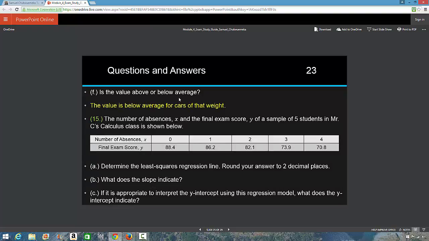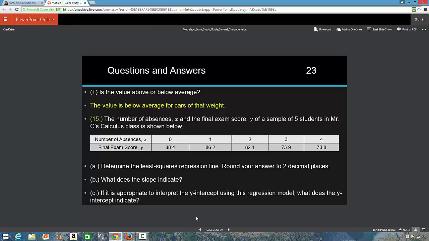Is the value above or below average? In the Module 4 Homework Study Guide, we talked about this: if the residual is positive, it is above average. If the residual is negative, it is below average. And if the residual is 0, then the observed y is the predicted y. Please view the video and read the notes as well. It is important that as you view the video you also go through it with the notes so that it will make sense.